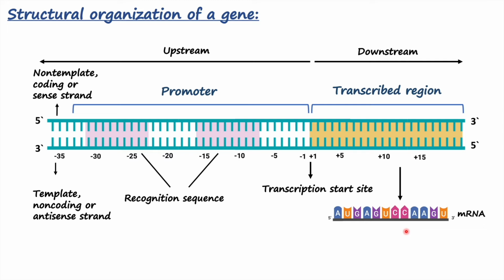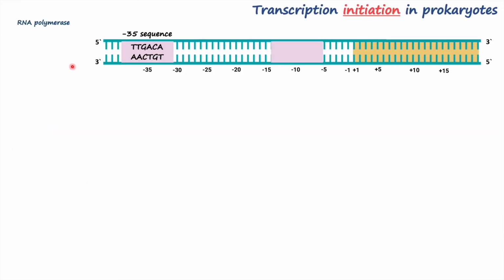Now let's talk about the transcription process in prokaryotes. This is the structure of a prokaryotic gene, and this is our first promoter region, called the negative 35 sequence, because it is present before the transcription start site at the negative 35 base. There is another promoter called the Pribnow box, present at the negative 10 base before the transcription start site. You can also see that the Pribnow box is rich in adenine and thymine.